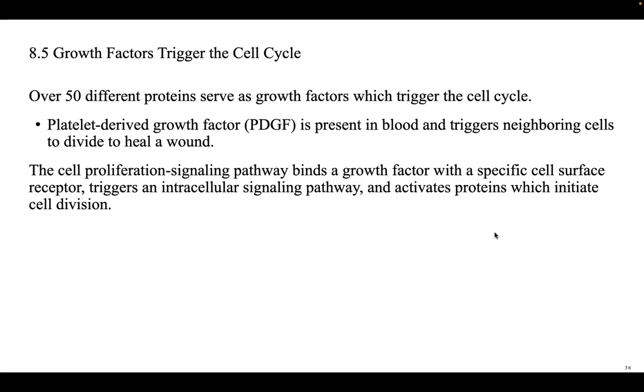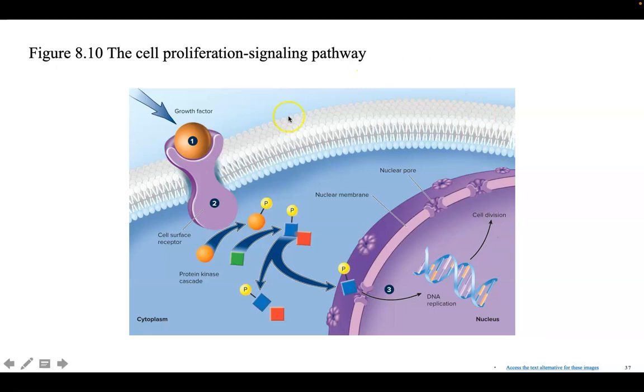cells over here. The cell proliferation signaling pathway binds a growth factor with a specified cell surface receptor. So that's how the signal is received. We have a growth factor that is landing on a cell surface receptor, and that is what triggers an intracellular signaling pathway, and then activates the proteins which are going to initiate cell division. Here's that growth factor landing, and that is like a flip of a switch. Oh, the growth factor's here. It is time for us to enter this stage where we are going to replicate our DNA and replicate our cells.